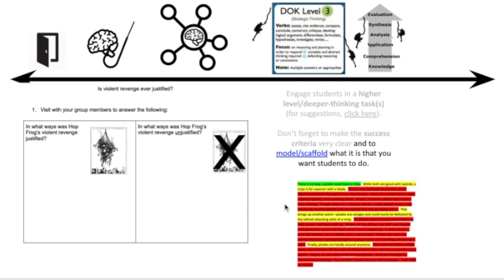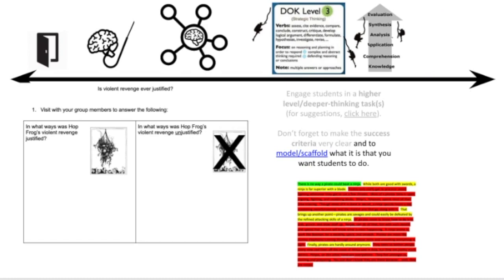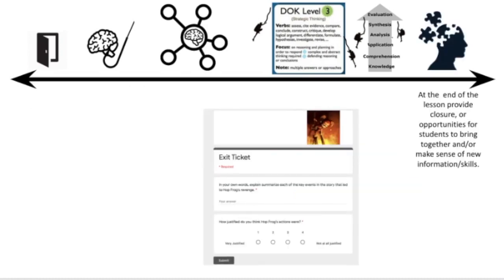We might actually provide some models or some sample responses that don't mess up their ability to come to their own conclusions, but it might help them see how they might formulate their response. But notice that we're modeling and scaffolding the writing process. And then since that is our evidence piece for the second learning goal, we might consider bringing it all to a close in some sort of closure activity.